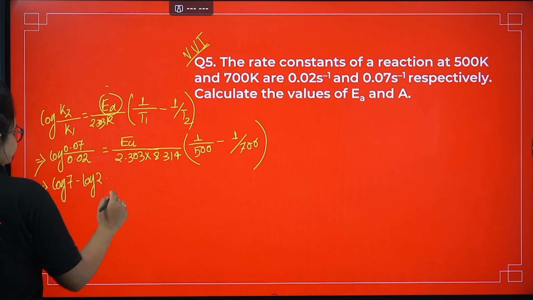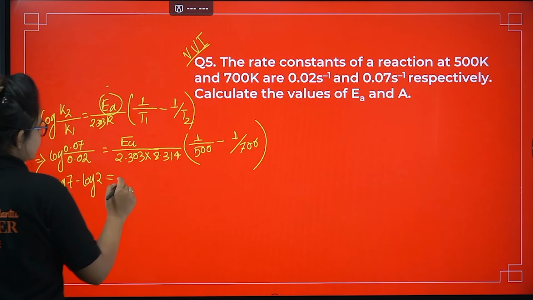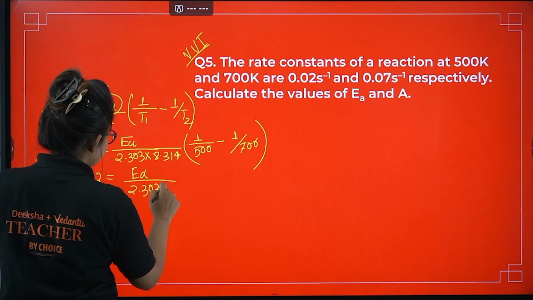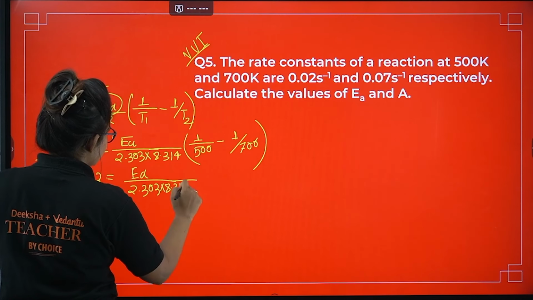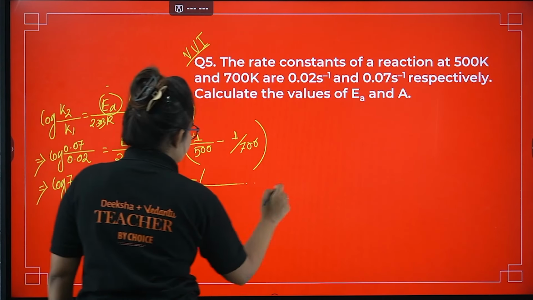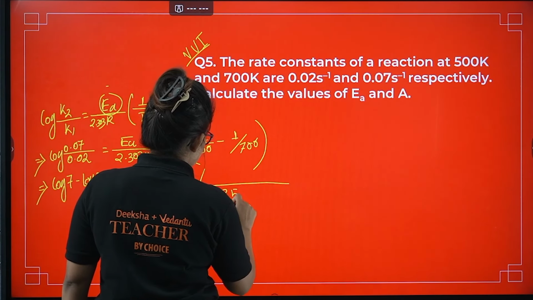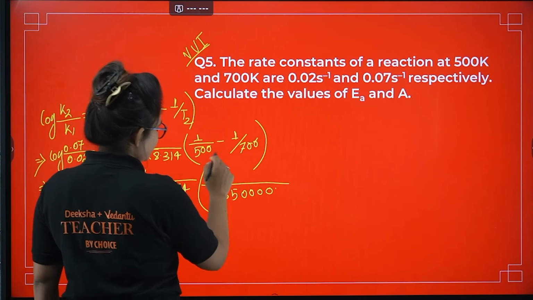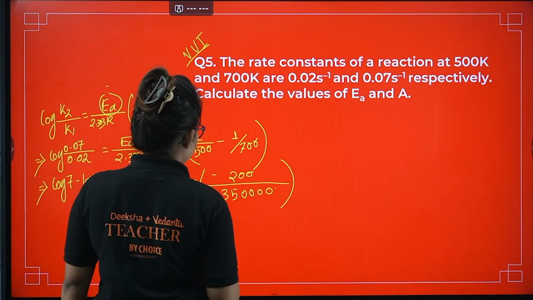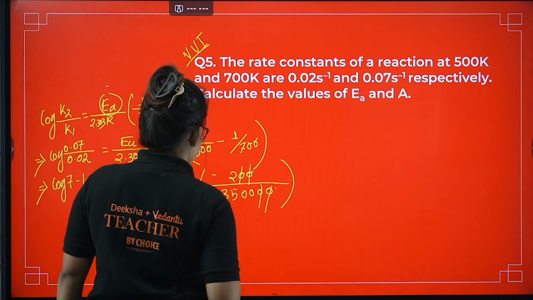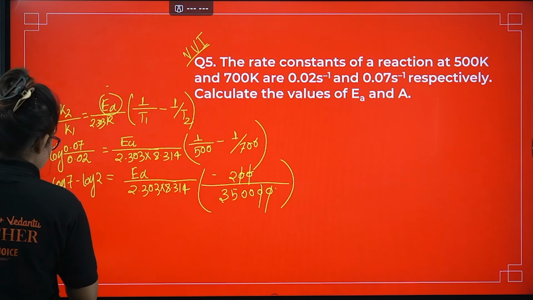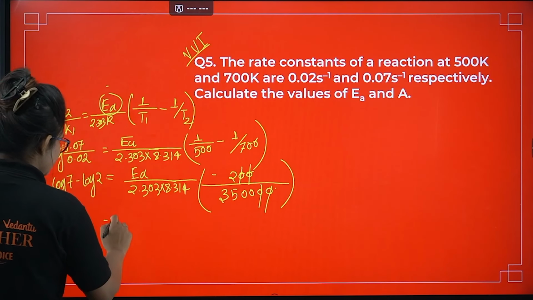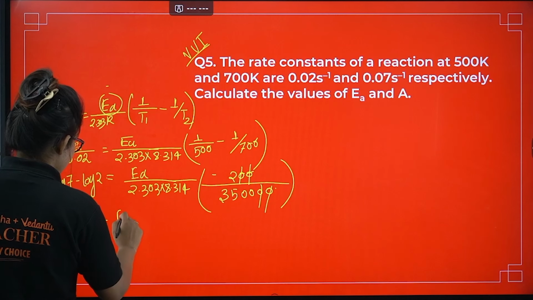Okay, so let's go ahead. Here EA divided by 2.303 into 8.314. Here I will get 350,000. Here I will get 700 minus 500, that is 200, right? Okay, so for this case EA will be equal to, put the value of log 7 and log 2, then you can go ahead with the calculation.